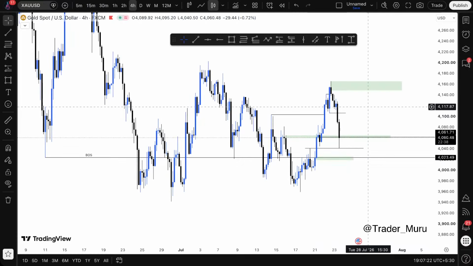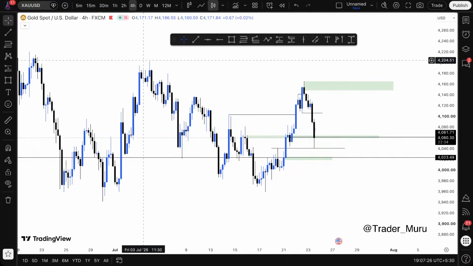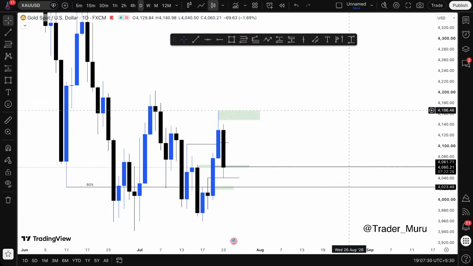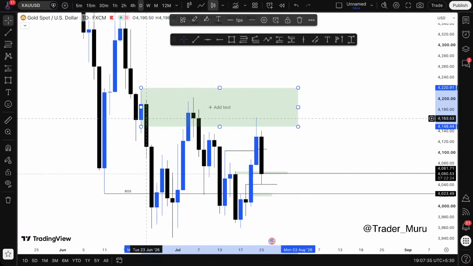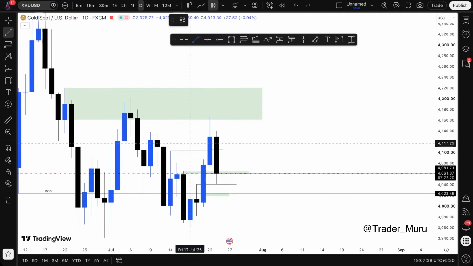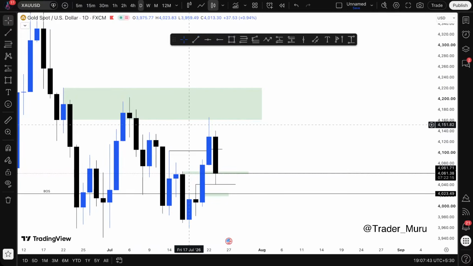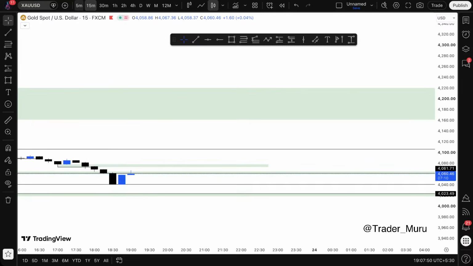Trend needs to change. And this change of character in 4-hour and 1-hour time frame is coming from this daily time frame order block, after sweeping all these liquidities. Another thing, weekly time frame high sweep. So overall the picture still looks bearish.